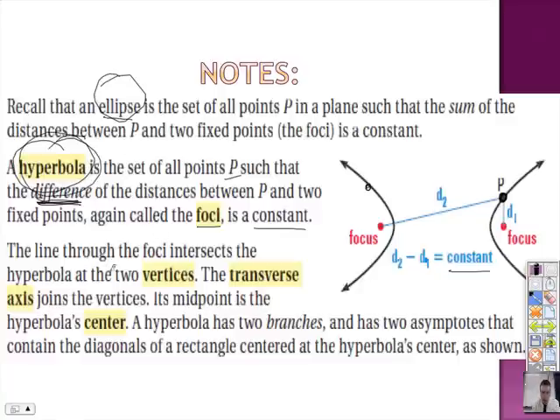Now, here's some of the things you got to know. A line through the foci intersects a hyperbola at two vertices. So here's what you have. So you can see in the picture, here's a focus in here. A hyperbola has two branches, 1, 2. You've seen this before actually, like 1 over x. That's a hyperbola. Now, these two are called the foci, or each one is a focus.